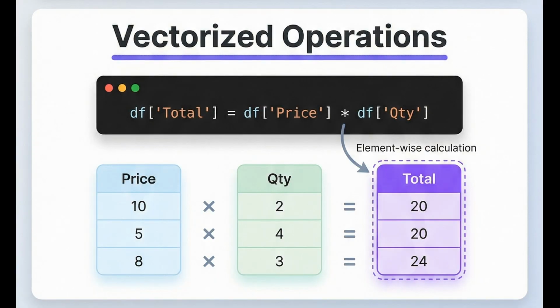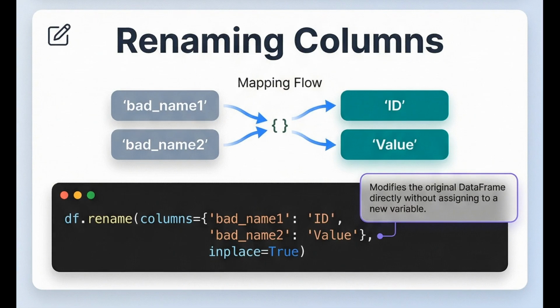Add columns by simply assigning a new name. You can use vectorized arithmetic to compute values from existing columns instantly, or assign a single value to broadcast it across all rows. Rename columns using a dictionary to map old names to new ones. This is selective and safe. Alternatively, assign a list to df.columns to rename everything at once.